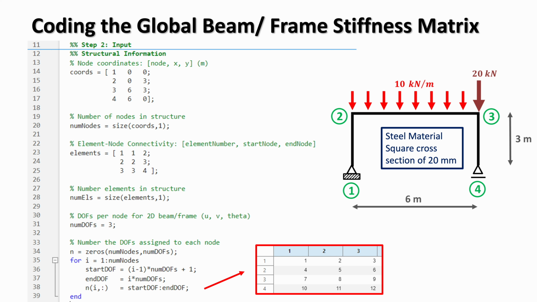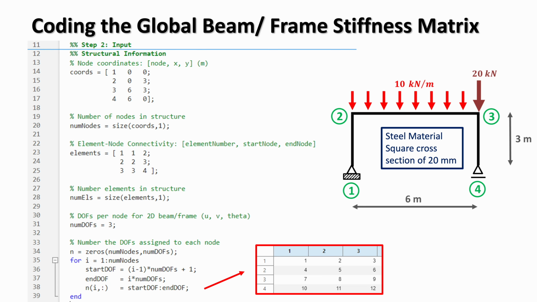We can then define the number of degrees of freedom per node, which for a 2D beam or frame element is 3, as we know. Finally, we assign degree of freedom numbers to each node. This loop creates a table of degree of freedom numbers. For node 1, the degrees of freedom are 1, 2, 3, for node 2, 4, 5, 6, for node 3, they're 7, 8, 9, and for node 4, they're 10, 11, 12.